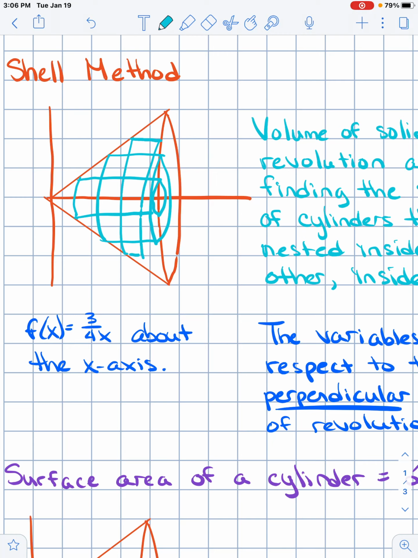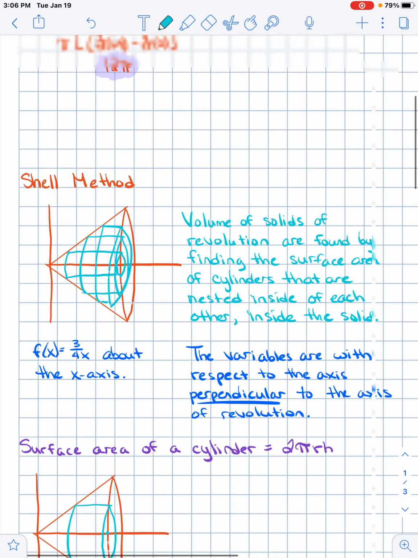So all of these cylinders I'm drawing are nested cylinders. One is inside of the other, which is inside of the other. So if I can find the surface area of each one of those cylinders and add them together, that will give me the volume of this shape. Okay, we're going to use the same problem.